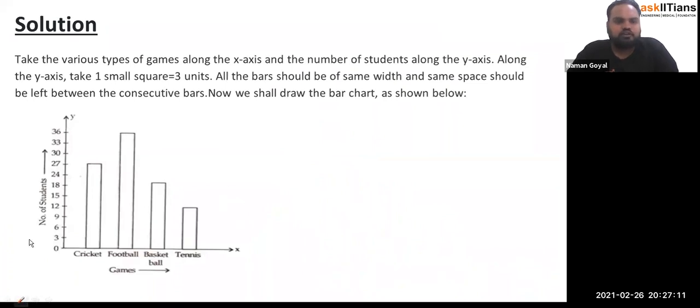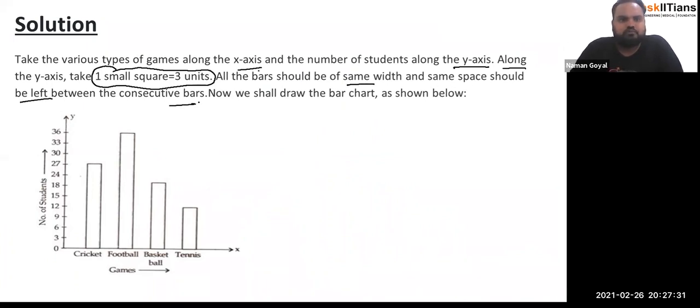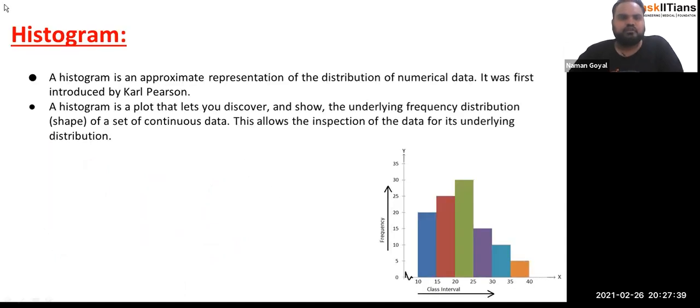Now if you see, take the various types of games along the x-axis and the number of students along the y-axis. Along the y-axis, take one small square equal to 3 units. All the bars should be of the same width, and space should be left between the consecutive bars. Now we draw the bar chart as shown in the figure given below. So we can draw it easily, right? Now, histogram.